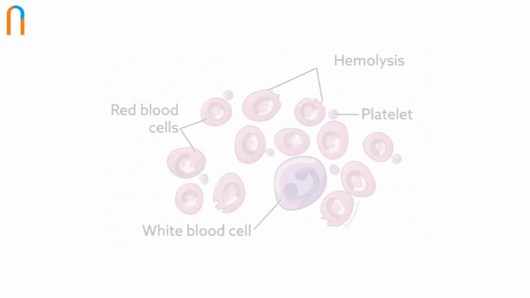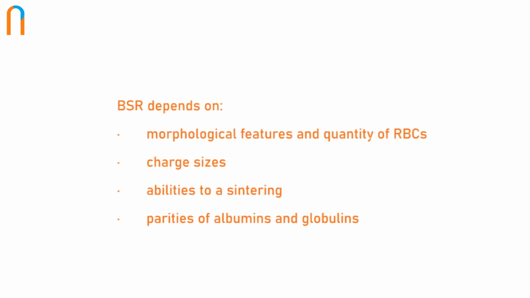Blood sedimentation rate is the rate at which the cells settle down in the lens of clear supernatant plasma, measured in millimeters after the end of 1 hour.